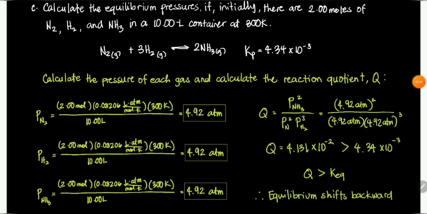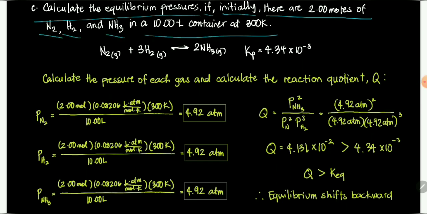Okay? So for the next part, calculate the equilibrium pressures if initially there are 2 moles of nitrogen, hydrogen, and ammonia in a 10-liter container at 300 Kelvin. Okay, so our reaction is still the same. 1 mole of nitrogen plus 3 moles of hydrogen produces 2 moles of ammonia, and it is a reversible reaction. So it can go to the product side, or it can go to the reactant side. Okay, this is the Kp of the reaction. This is what we calculated earlier.